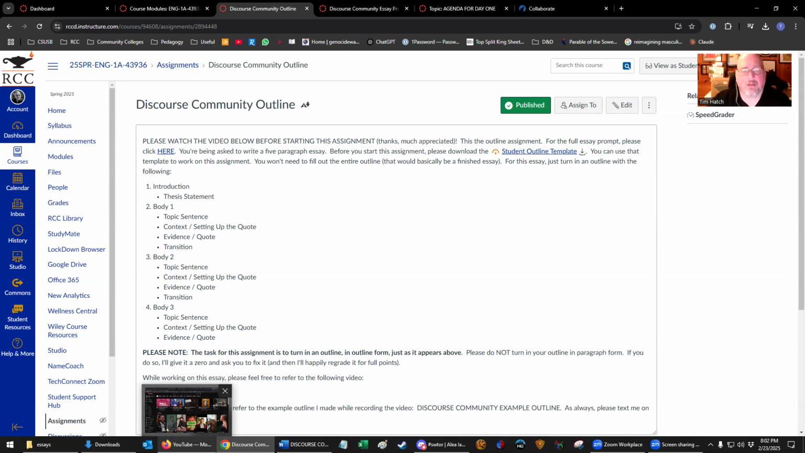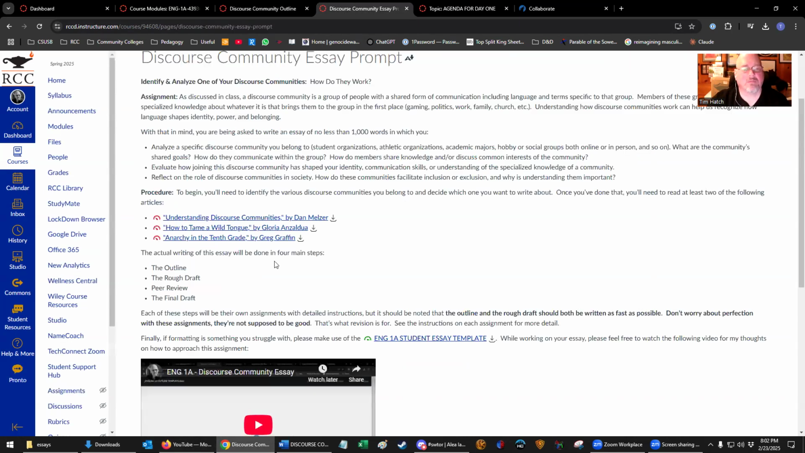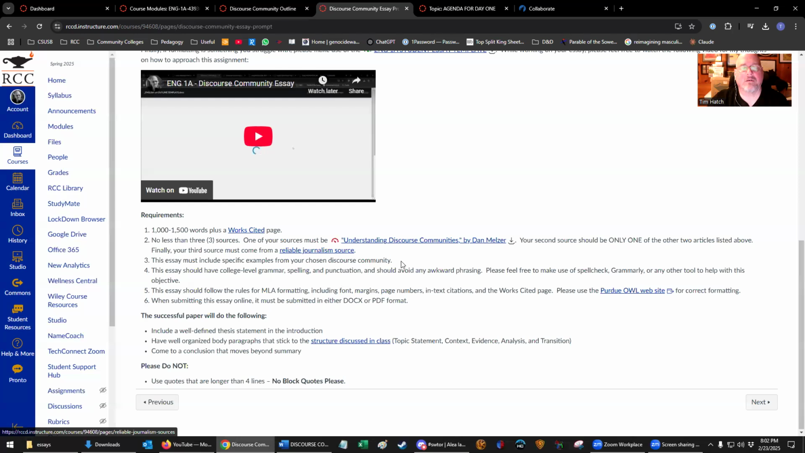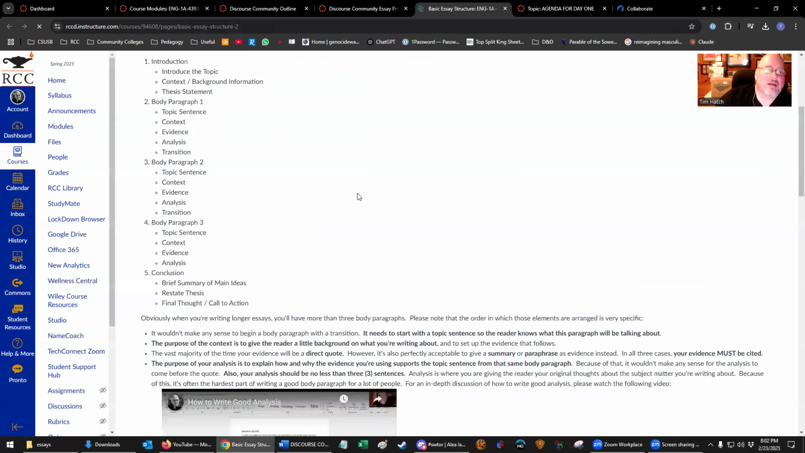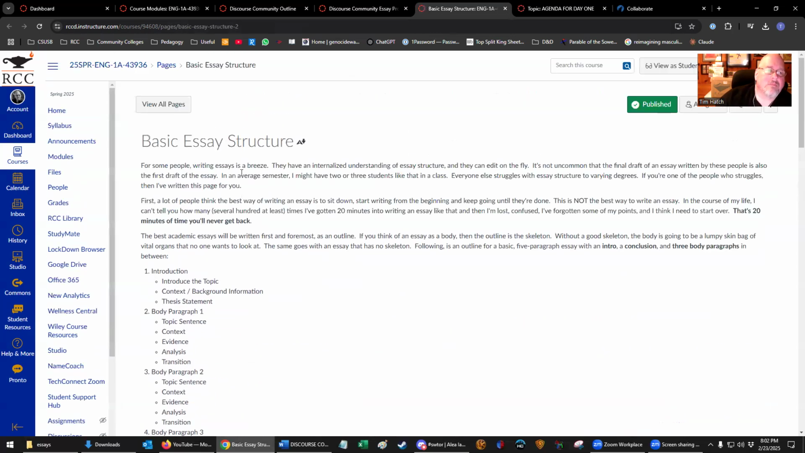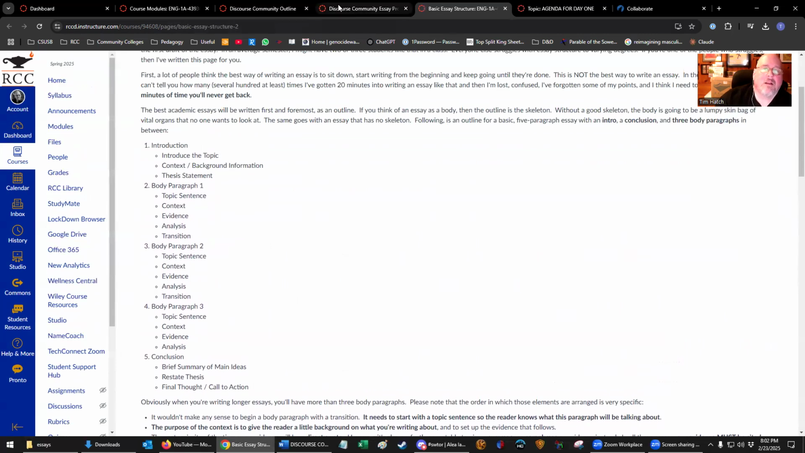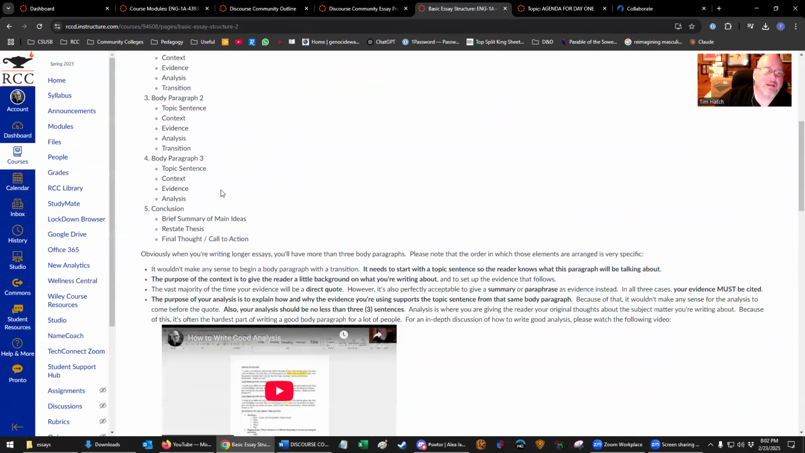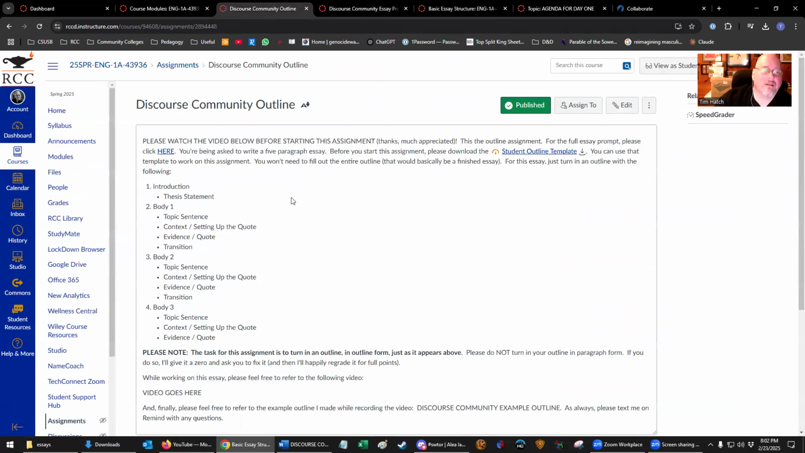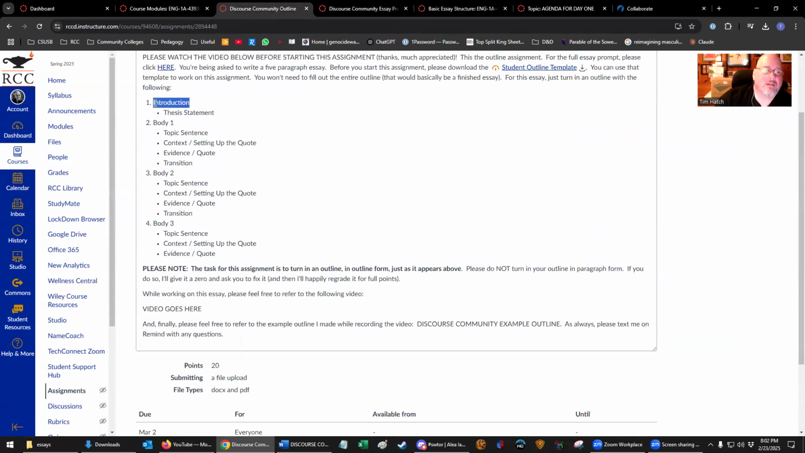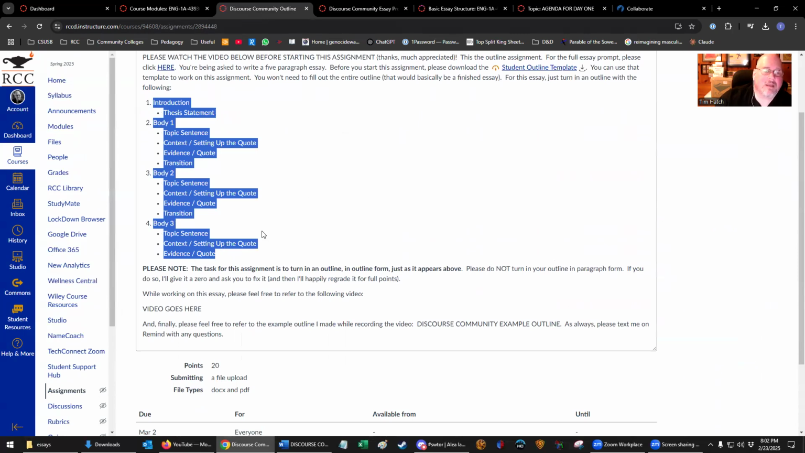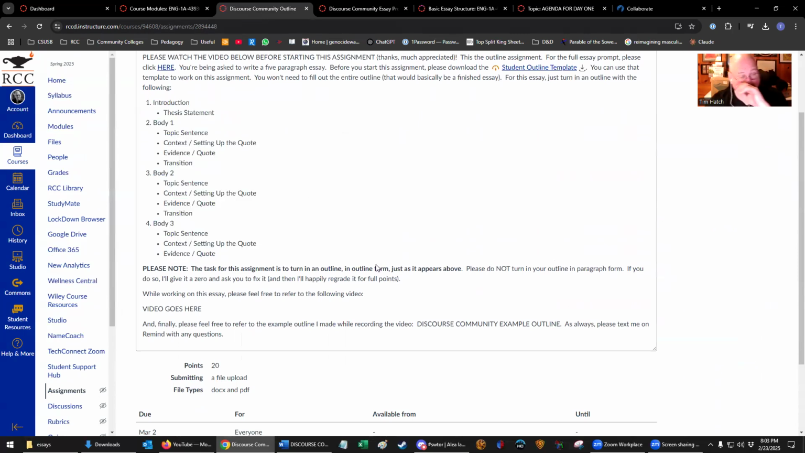So an outline literally, let's actually look at the basic essay structure page real quick. There's a link to it down here. There it is. So this is a full outline as shown on the basic essay structure page, right? I'm not asking for all of this stuff. I'm not asking for any of the analysis. I'm only asking for the thesis statement, for the intro, and I'm not asking for anything for the conclusion. So going back to the outline assignment, what you have to turn in is going to look just like this, and it's just going to be these items. Okay.